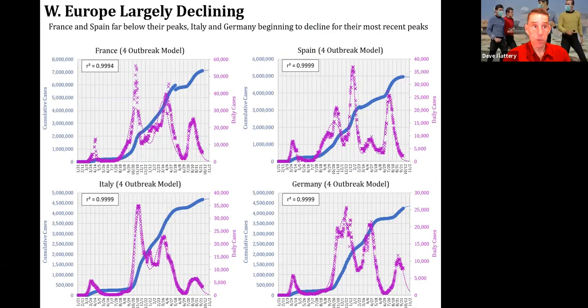So this is the rest of Western Europe other than the UK that was on the previous slide: France, Spain, Italy, and Germany. And they're all at various points coming down from their most recent peaks. Germany just for a few weeks, Spain and France for quite a while, and significantly lower. So a lot of the late summer, early fall surges that we saw across Western Europe and North America all look like they've peaked and are heading down.